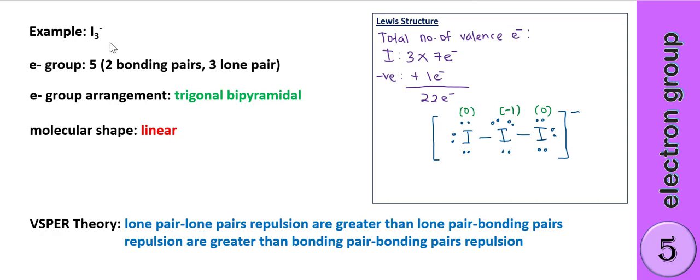So as an example, if we have I3⁻, one of the iodine atoms will become our central atom. The formal charge on the central atom is -1 because 7 minus 6 minus 2 is equal to -1. So our overall charge is also -1.